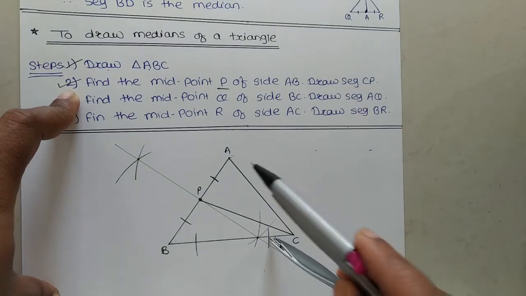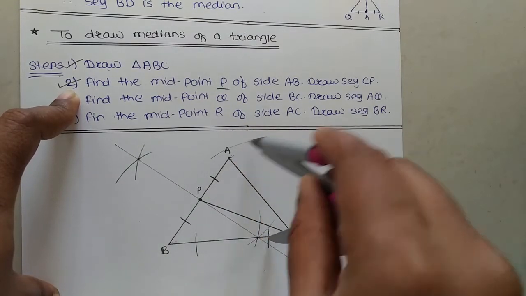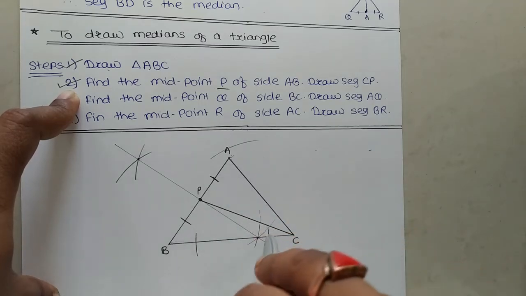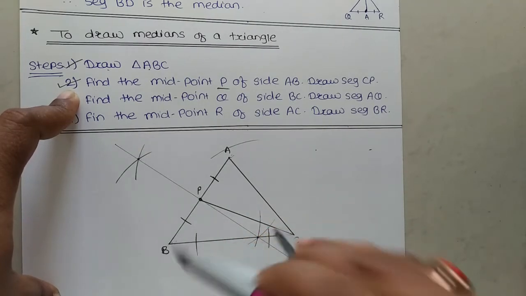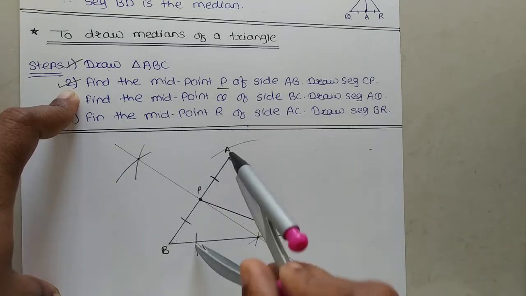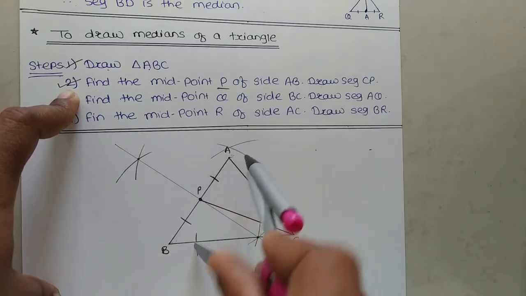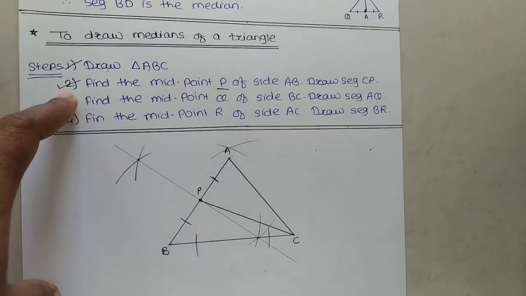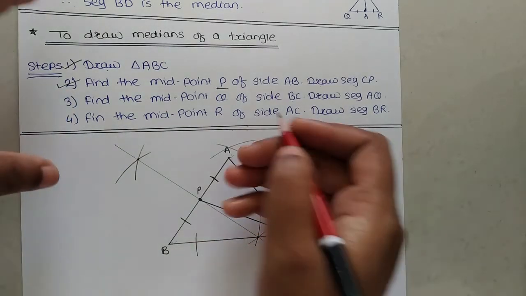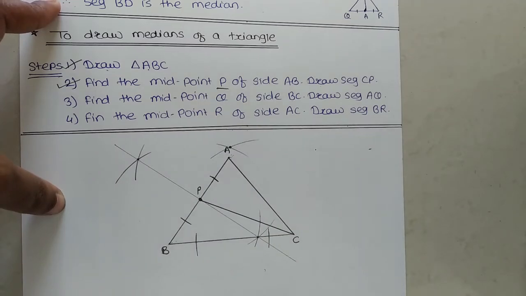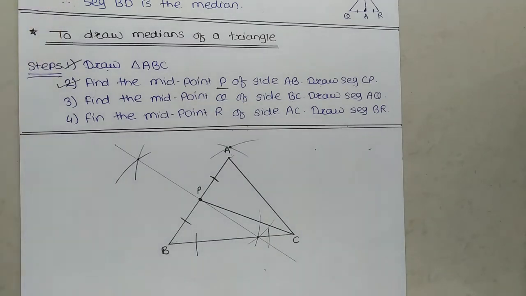Put the one knock of compass here and draw the arc upside and downside also, without changing the measurement. Cross this arc. Okay, then we have to get the 2 points here. This one is one and this one is another. Then draw the line.